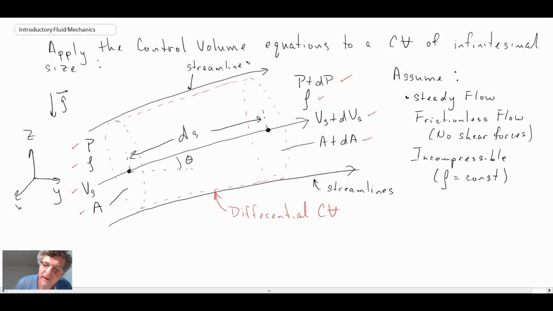We're dealing with a steady flow, frictionless flow, no shear forces, and incompressible, so the density is not changing. We want to apply control volume analysis, and we're going to use two different techniques. One is the continuity equation, mass conservation, and the other is F equals ma, the linear momentum equation. So let's go about applying those two equations to this system.